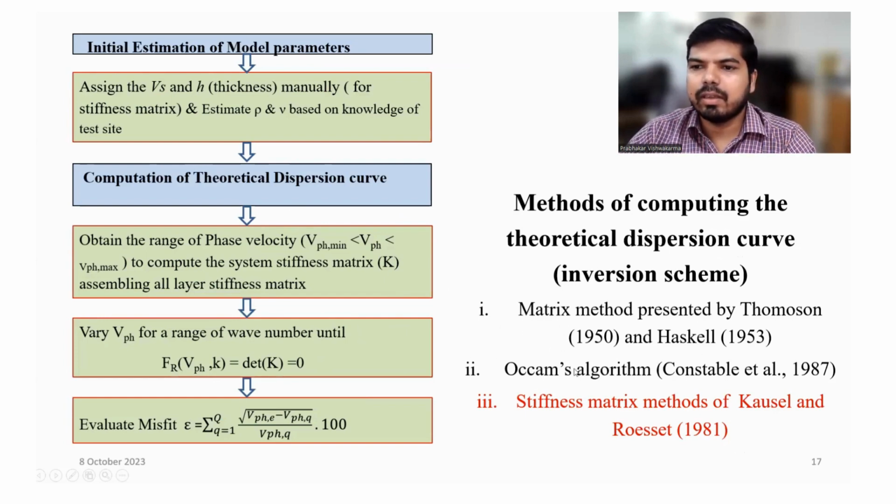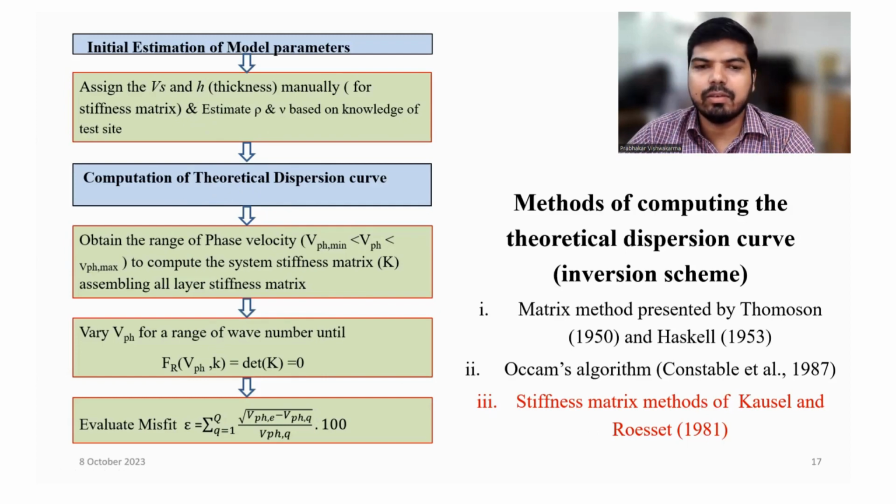So for that there are multiple algorithms. The matrix method, which is presented by Thompson and Haskell, the Occam algorithm, and the stiffness method of Kausel and Roësset. So how does this Kausel and Roësset stiffness method work? We have an optimized VS profile, or we can assume a set of VS and the corresponding thicknesses, and we will use the Kausel and Roësset stiffness matrix to calculate the theoretical dispersion curve.